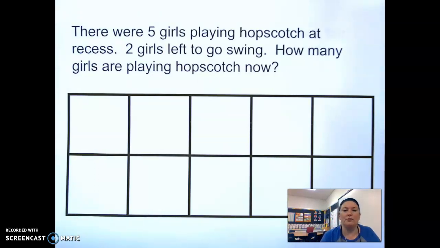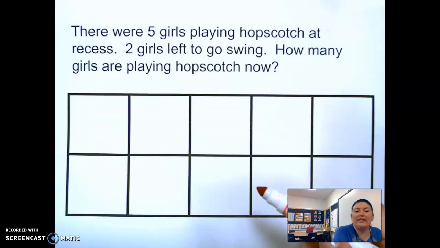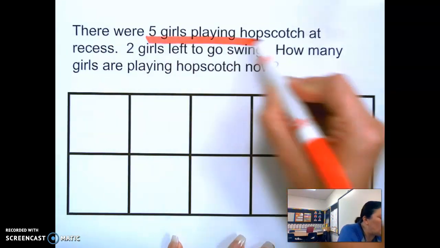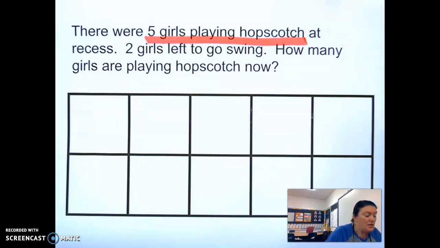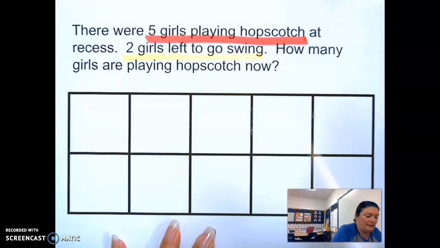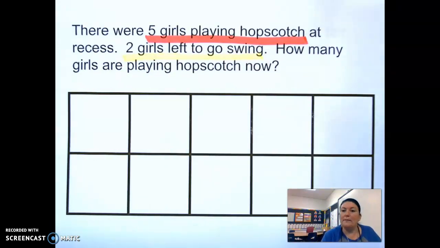So our first word problem says that there were 5 girls playing hopscotch at recess. 2 girls left to go swing. How many girls are playing hopscotch now? Well, just like I did with my addition stories, I'm going into my problem first, and I'm looking for the things that I already know. I already know that 5 girls were playing hopscotch. I also know that 2 girls left to go swing. My story asks me how many girls are playing hopscotch now.